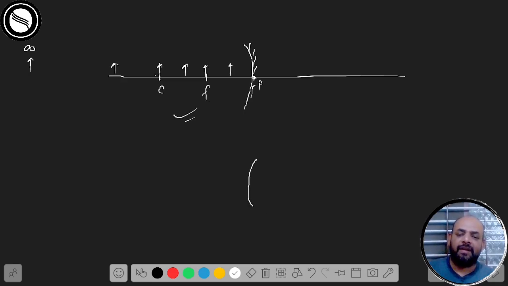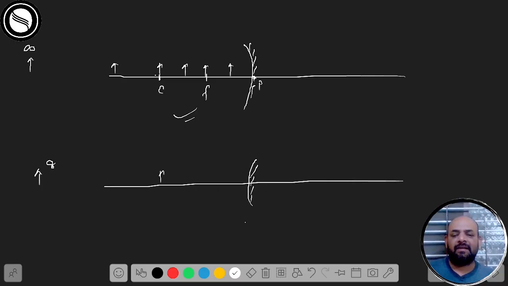And in case of convex mirror, we have only 2 situations: one at infinity and second anywhere. So only 2 types of image we will get in case of convex mirror. And in case of concave, we have 6 situations. So here 6 ray diagrams and here 2 ray diagrams we have to draw.